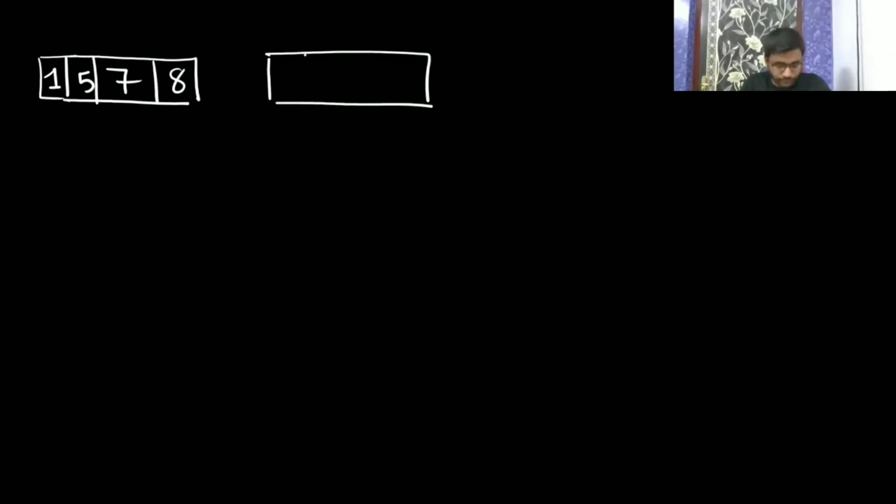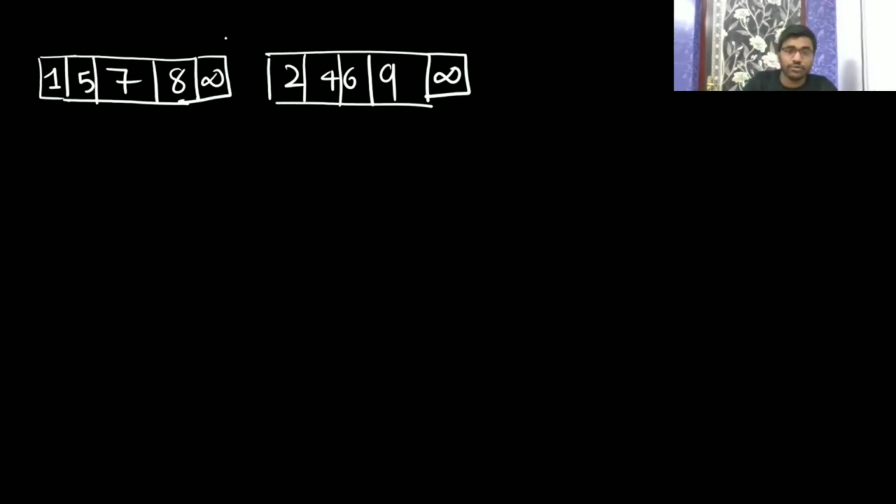Let me take an example with numbers. Suppose you have an array 1 5 7 8, and another 2 4 6 9, and I will assume that after each we have some big number, infinity. This is a sorted list 1 5 7 8, and this is also a sorted list. So the merge function is going to merge two sorted lists. The lists should be sorted; it will not merge just any list.